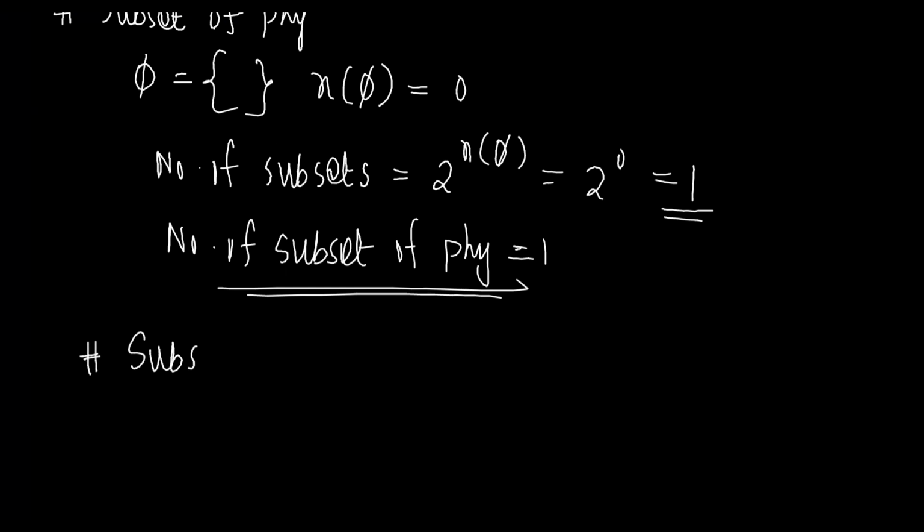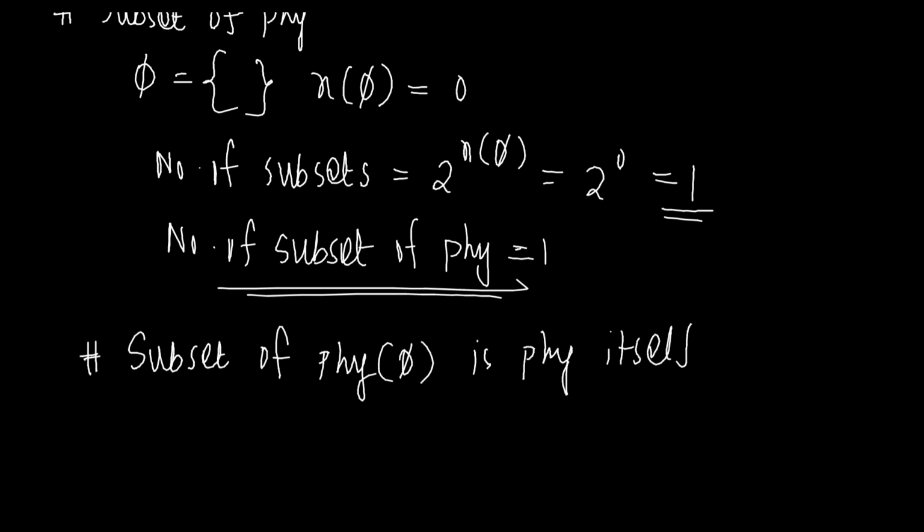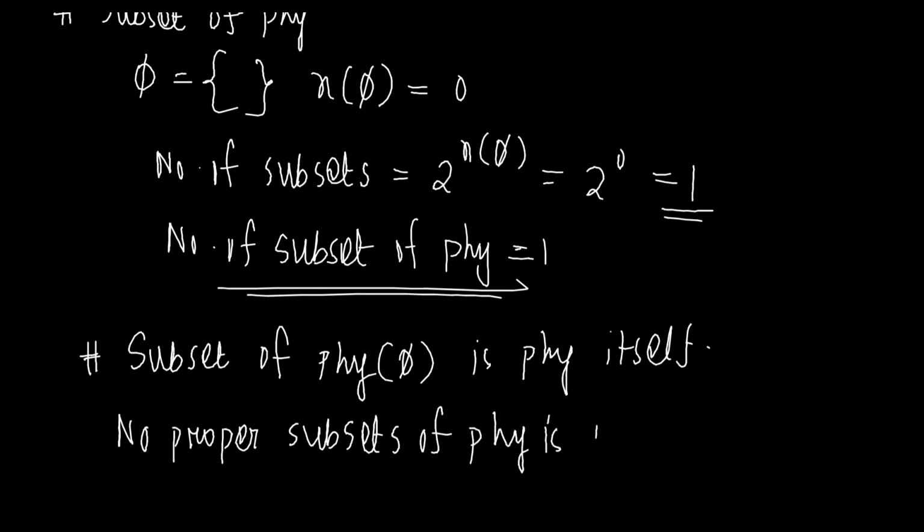So you can write that the subset of phi is phi itself. Nothing else is present. And there is no proper subset of phi. Why? Because here you can see that the number of subsets is 1. So the number of proper subsets will be the number of subsets minus 1, that is equal to 0. So no proper subset of phi is present, or you can say the number of proper subsets is 0.